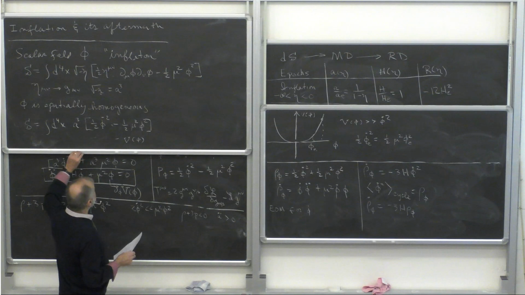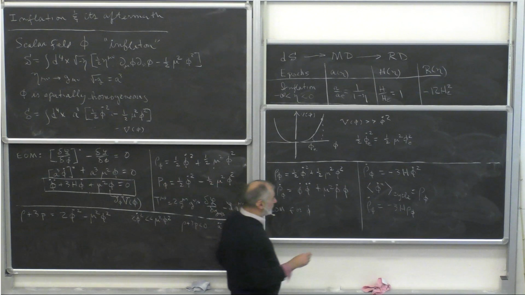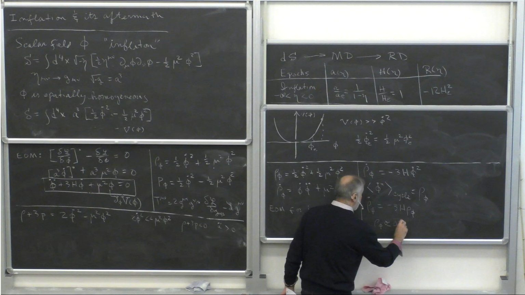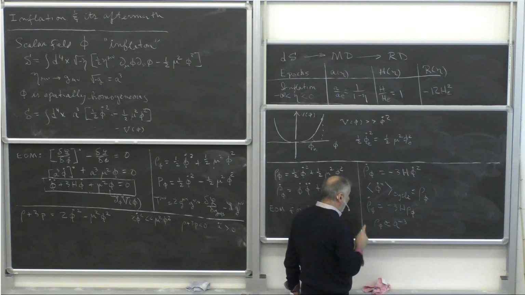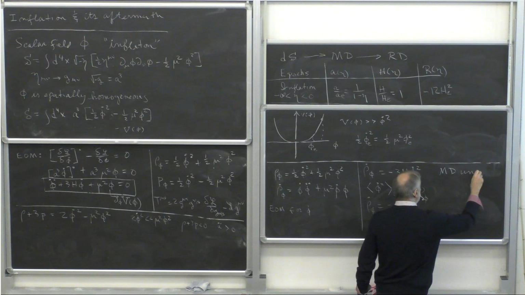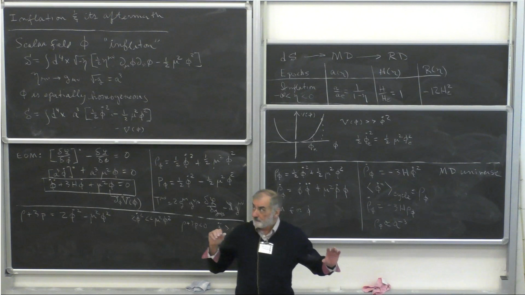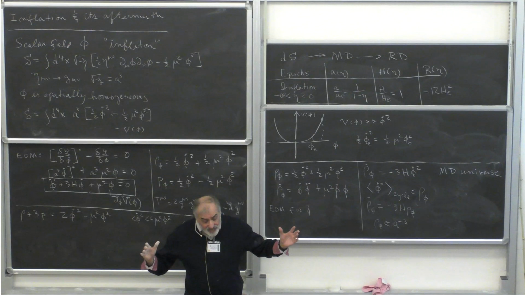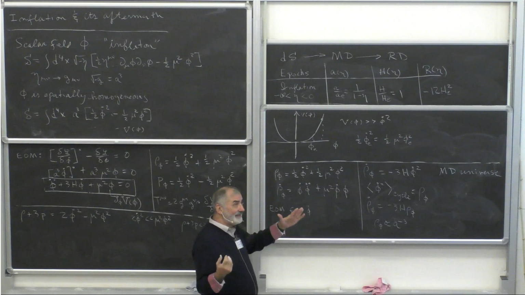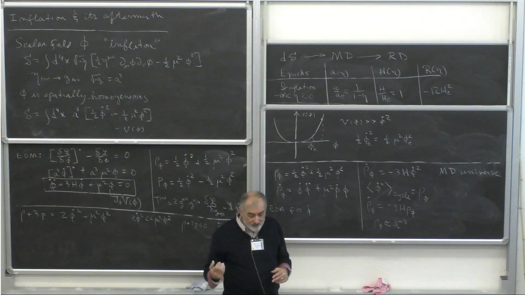And the solution for this is rho_phi proportional to a^-3, with H = ȧ/a. So it looks like a matter-dominated universe. With this simple inflaton field, we've started in a quasi-de Sitter phase with the universe accelerating, inflation, and have gone smoothly, at the end of inflation, to a matter-dominated universe where the energy density is decreasing as a^-3.